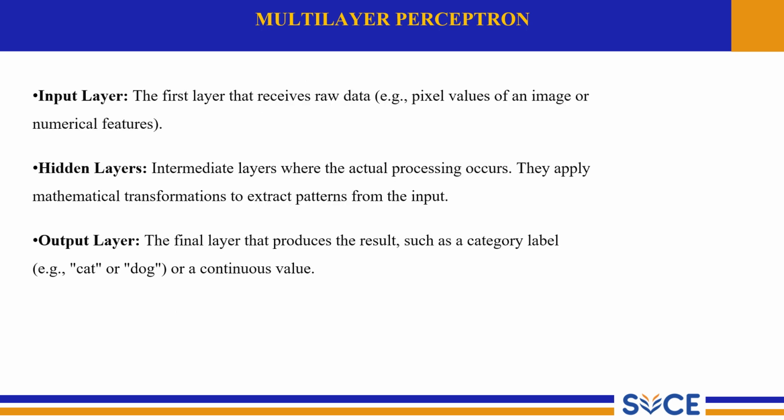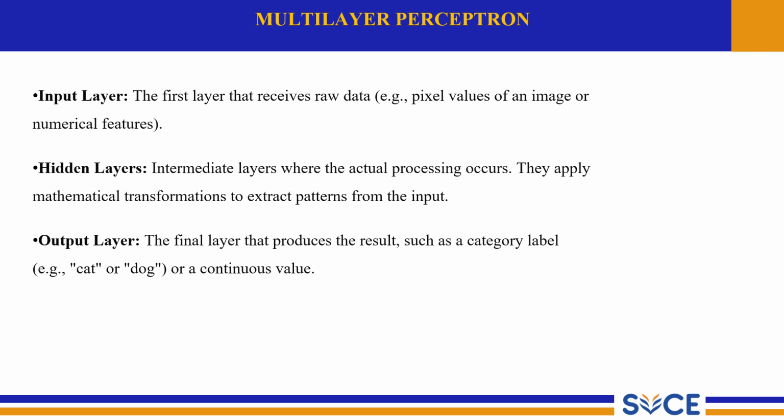So here is the detailed description of the multi-layer perceptron. First, the input layer. It is the initial layer that receives raw data. It could be anything from pixel values in an image to numerical features from the data set. It simply passes this information to the next layer. Next are the hidden layers. These are the intermediate layers where the real processing happens. The neurons in these layers perform mathematical transformations on the input data to extract meaningful patterns and features. The more hidden layers, the deeper the network, allowing it to learn more complex representations.